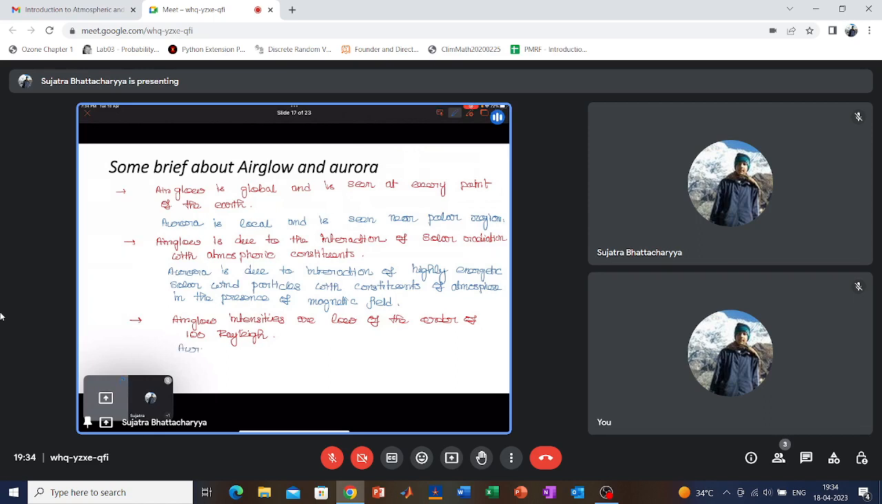And auroral intensities are very high. You might have seen these auroras, which occur in the polar regions, in Antarctica it is aurora australis, and in the North Pole it is aurora borealis. So these are very high intensity, in some kilo Rayleigh.